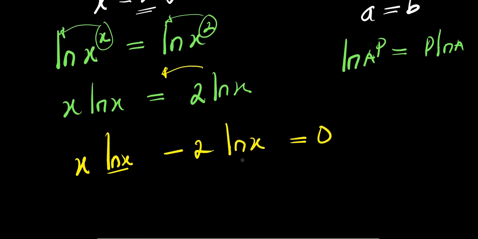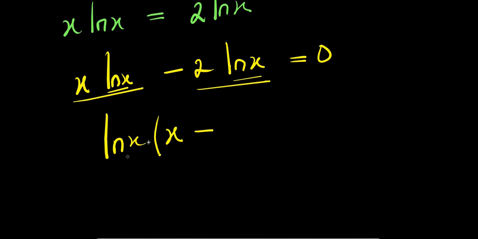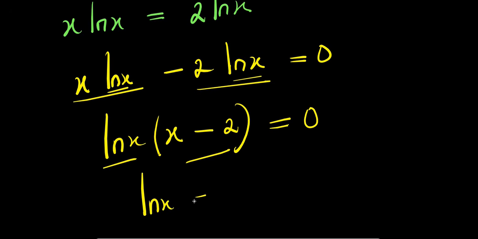Now there's a common term, which is natural log x. I can factor that out. If I divide this by natural log x, I have x, and if I divide this by natural log x, I have 2, minus, and this equals 0. So next step will be to equate each of these to 0. I have natural log x equals 0, and x minus 2 equals 0.